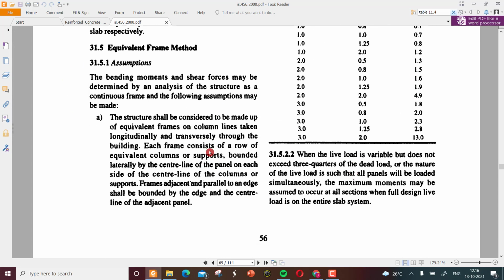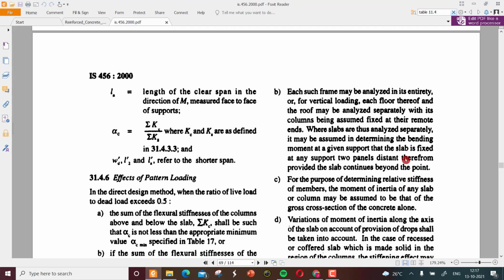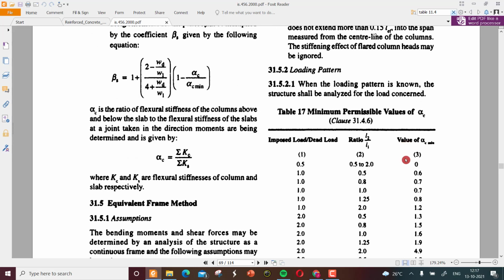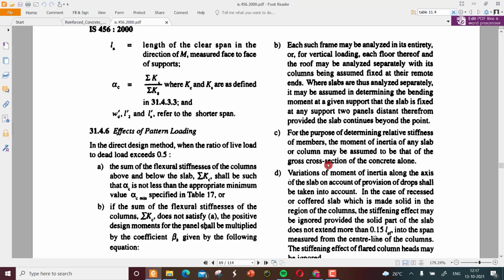So these assumptions show how to select the frame from a multi-storied building, and also how to do the calculations for stiffness, especially of the columns as well as the slabs. So these are the assumptions upon which we are analyzing the frame.